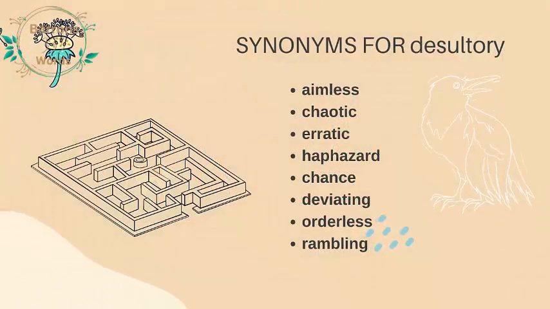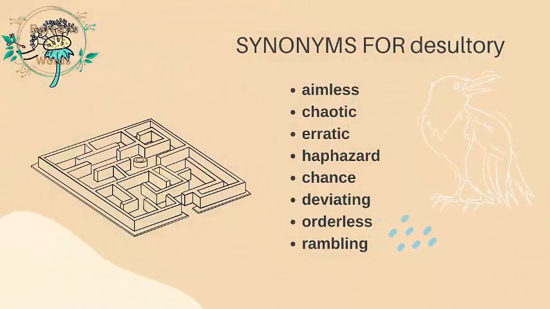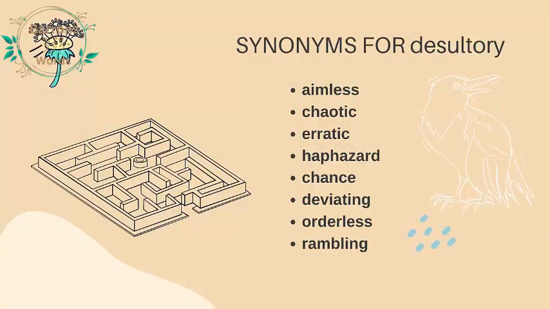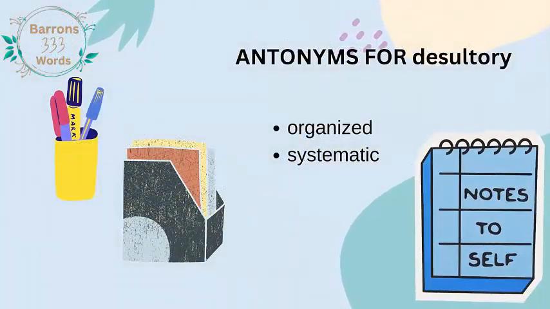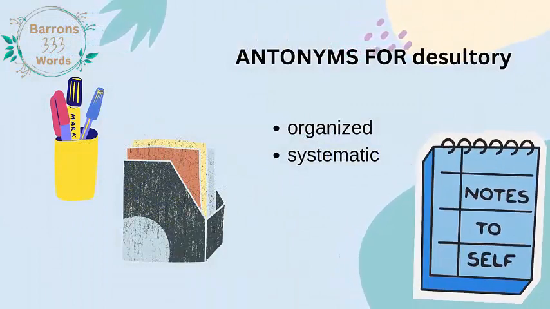Synonym: aimless, chaotic, erratic, haphazard, chance, deviating, orderless, rambling. Antonym: organized, systematic.